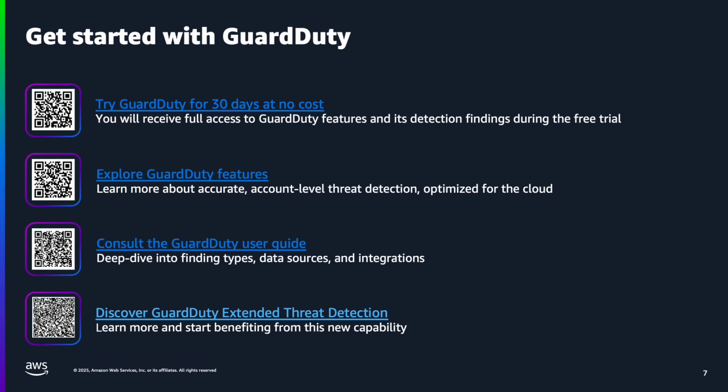Extended threat detection support for EC2 transforms how you detect and respond to advanced threats in your AWS EC2 infrastructure. Remember, it is free and on by default. To get the most out of extended threat detection, we encourage you to look into GuardDuty optional protection plans such as EC2 and ECS runtime monitoring. To learn more about its capabilities, visit the AWS documentation or contact your AWS solutions architect.